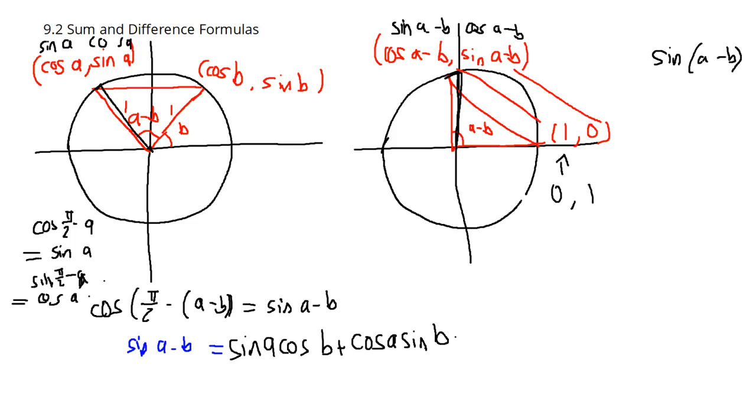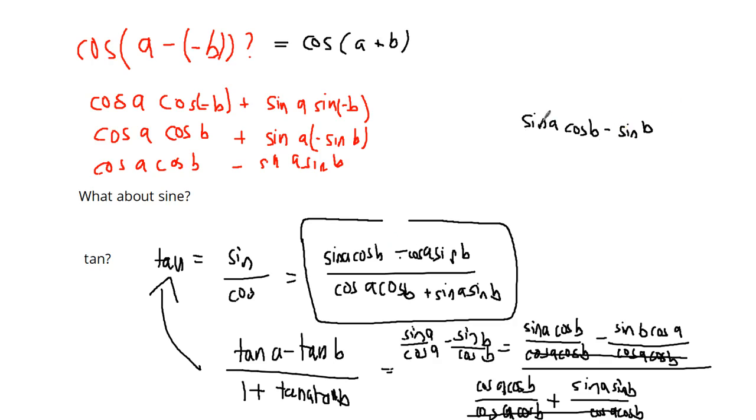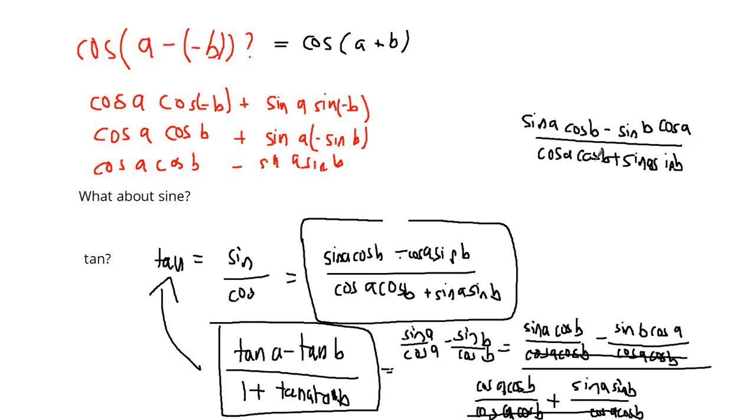I don't know what happened. But sine A cosine B minus sine B cosine A over cosine A cosine B plus sine A sine B, and that's the answer. That's a very big amount, a lot of stuff to have in your mind, a lot of stuff to think about. So you should just use this function, or you should just use this function right here.